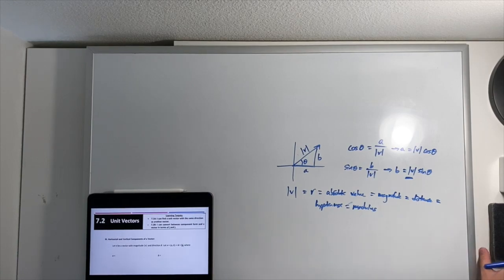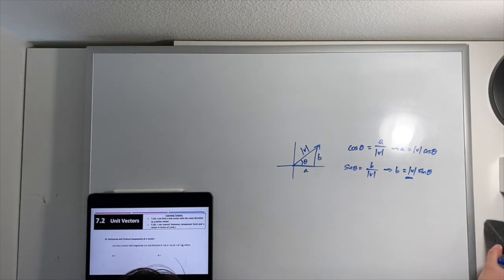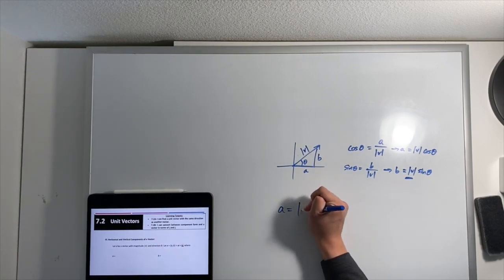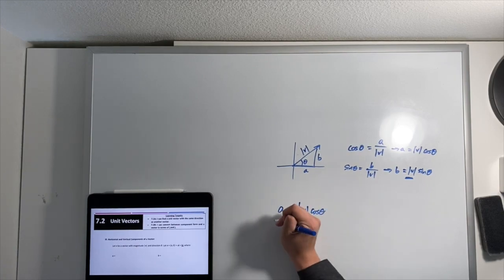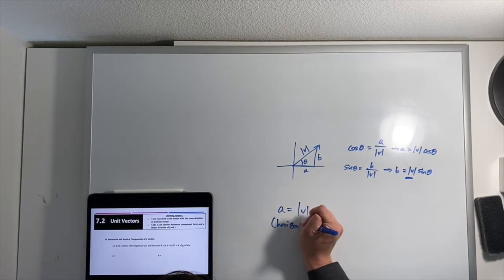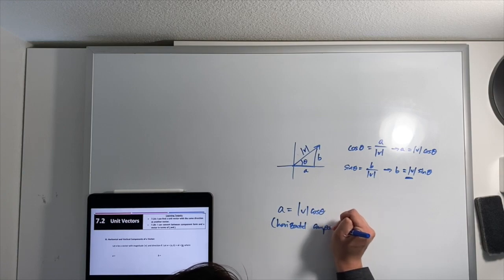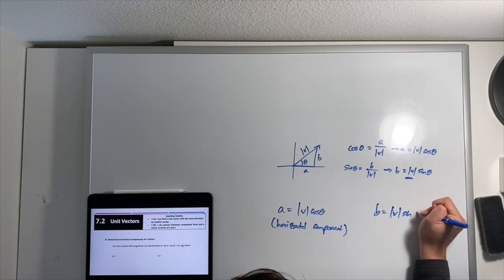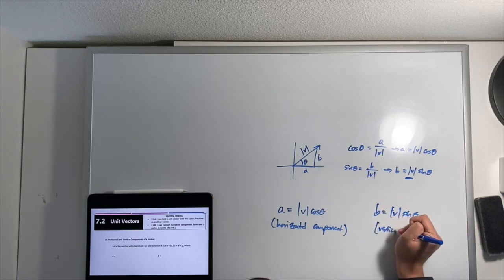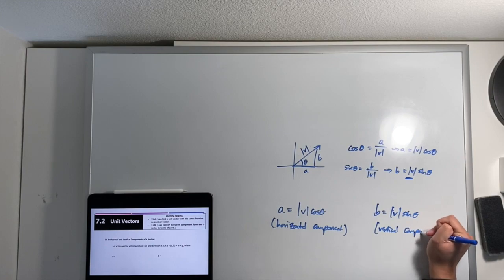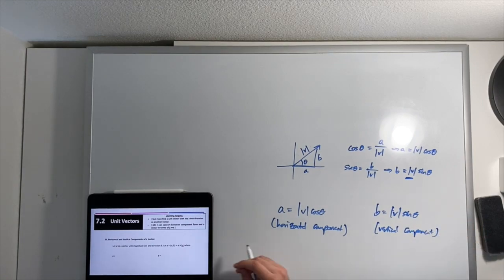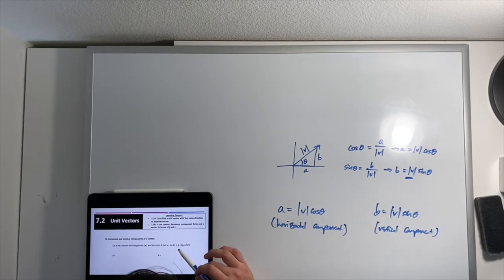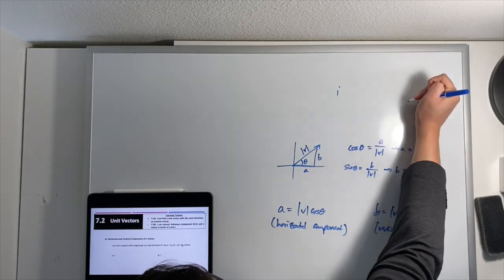Okay. So if we want to find vertical and horizontal components, A equals this. This is our horizontal component. And B equals this. And this is our vertical component. And that just comes right there from the triangle. Finding A and B allows us to write our vector in terms of i and j.